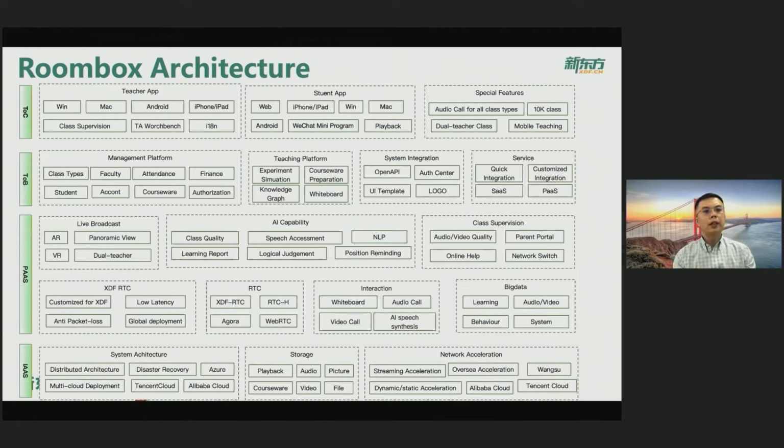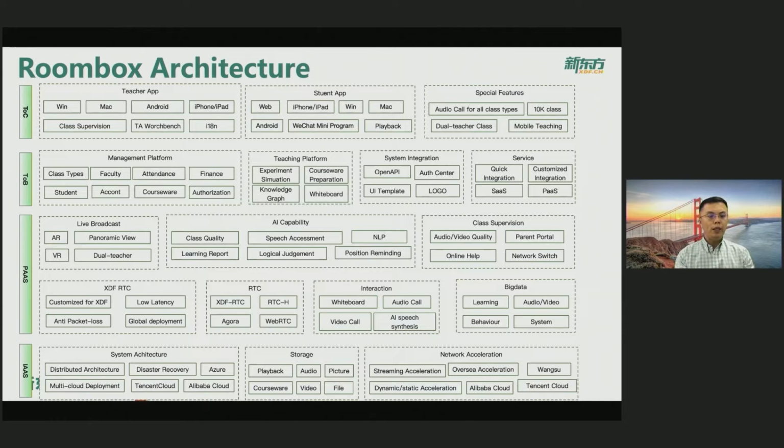Here is the system architecture. There are 4 layers. The bottom is the IaaS layer. Above that is the PaaS layer. Then we have two different layers and two different approaches to serve the end user. One approach is 2C. 2C means we are facing the teachers and the students. For the 2C part, we support all the platforms. For example, we have clients for Windows, Mac, Android, iOS, and we also support the web platform.